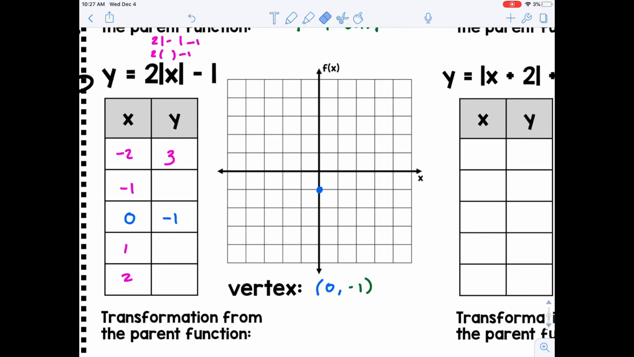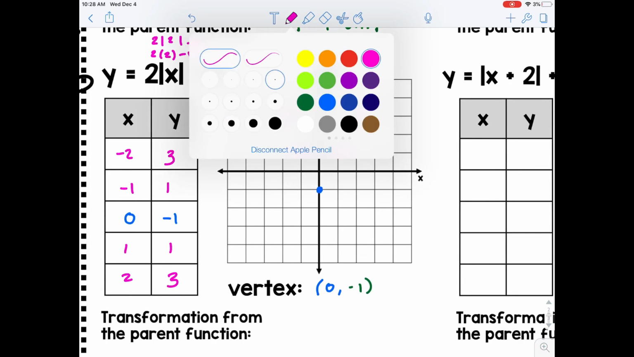If I plug in a -1, the absolute value of -1 is +1. 2 times 1 is 2. Minus 1 is 1. Plug in a +1, the same outcome, right? I'm going to get 1. If I plug in a +2, it's going to be the same outcome as when I plugged in a -2. So that's going to give me 3 here. All right, so -2, 3, -1, 1, 0, -1, 1, 1, and 2, 3.